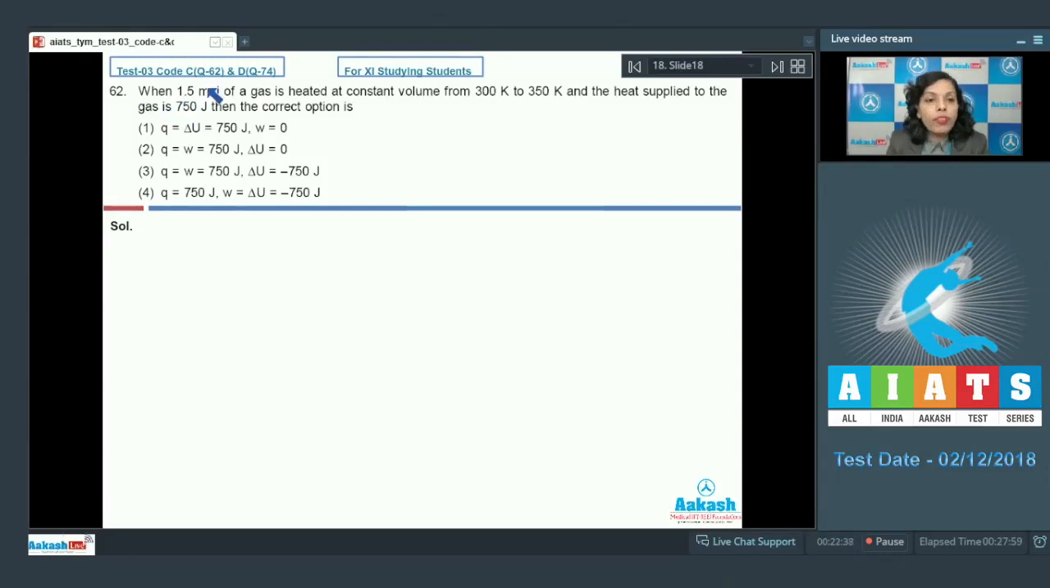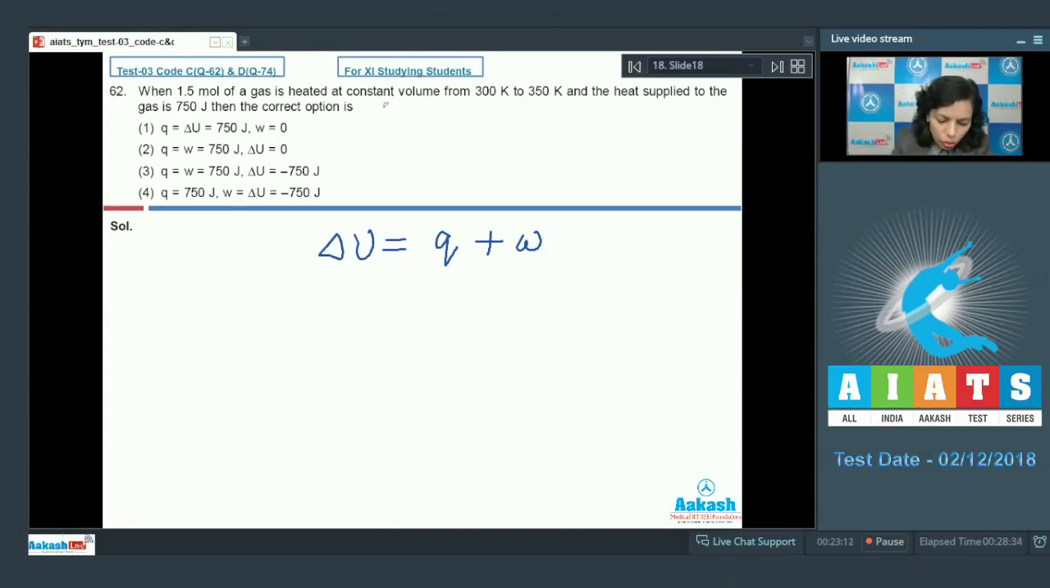And that's why I'm going to choose option 1 as the correct option. Question 62 we have. When 1.5 mole of a gas is heated at constant volume from 300 Kelvin to 350 Kelvin and the heat supplied to the gas is 750 Joule, then the correct option is. Basically in the given options, Q value is given, delta U value is given, and W is also compared. So let's consider the first law of thermodynamics that says delta U, the change in internal energy, is equal to Q plus W. We know this formula. And we just have to compare the values of delta U, Q and W to find out the correct option.